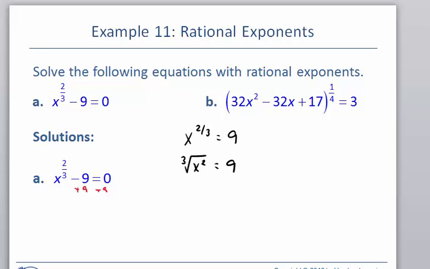Now, we know how to deal with this cubed root because we talked about it in the last couple of examples. If it's a cubed root, we're going to raise both sides to what power? The third. So the cubed root of the third power is just going to give me x squared. And 9 to the third is going to give me 729.